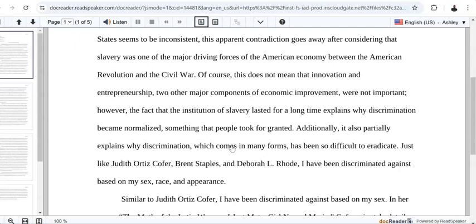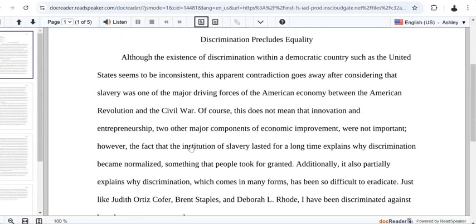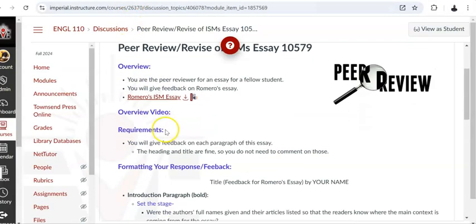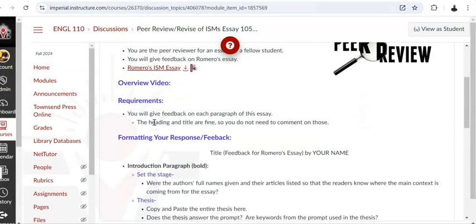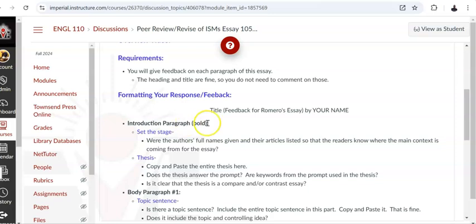What I would like you to do is just copy and paste them, and I'll show you what I mean. So if you come over here, the overview video, obviously I'm making that right now. So yours will look like this. For the formatting at the top, you're going to put feedback from Romero's essay and then your name. This is for the discussion board post. And then you're going to copy and paste this into a document.